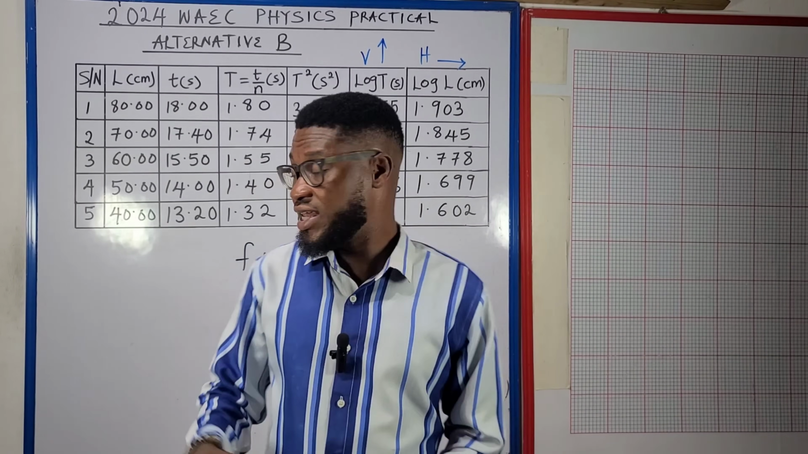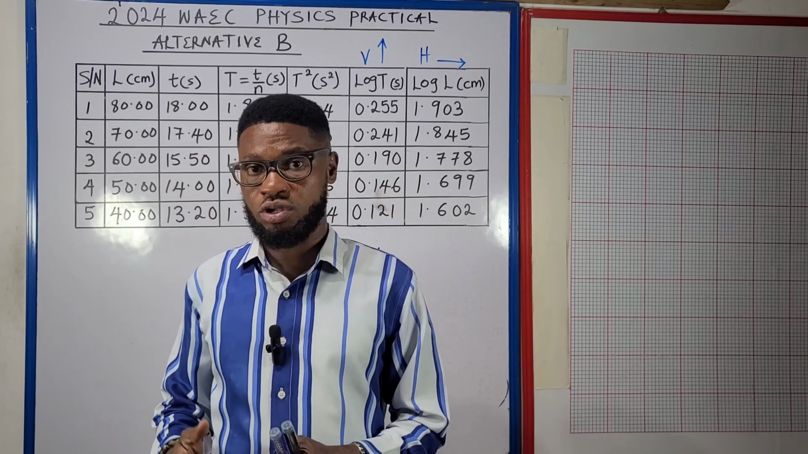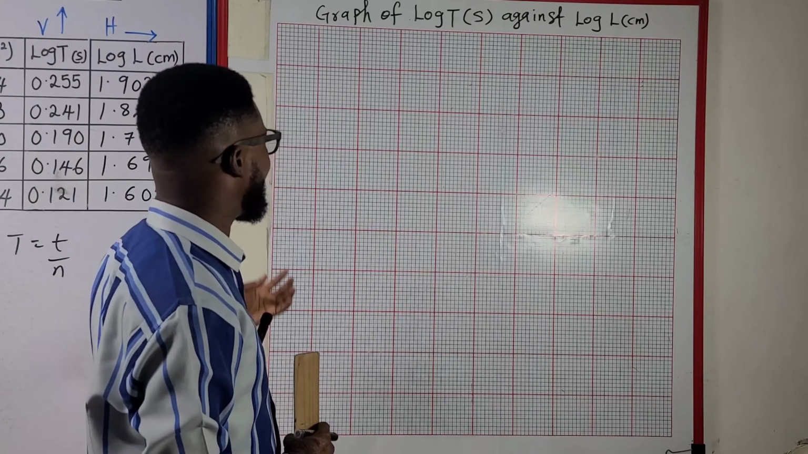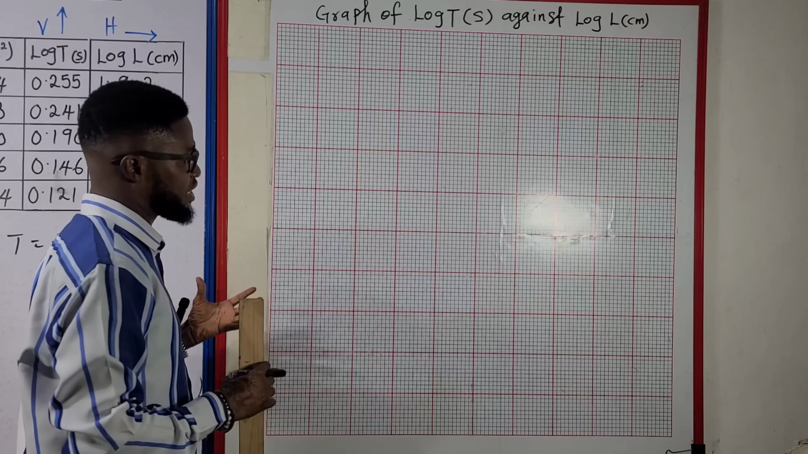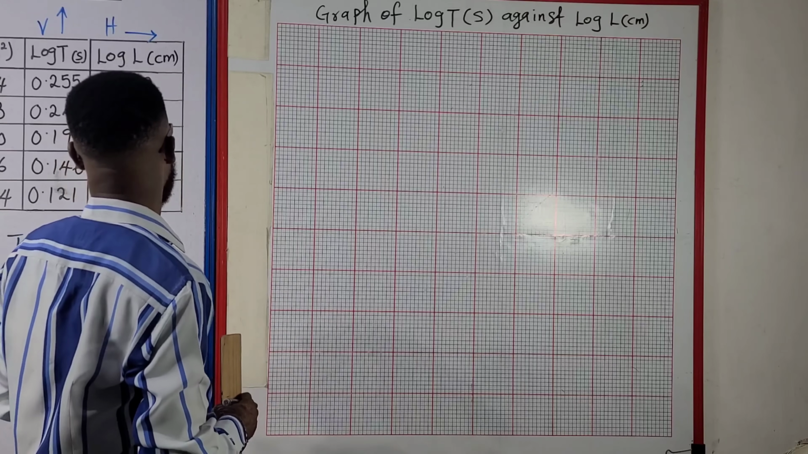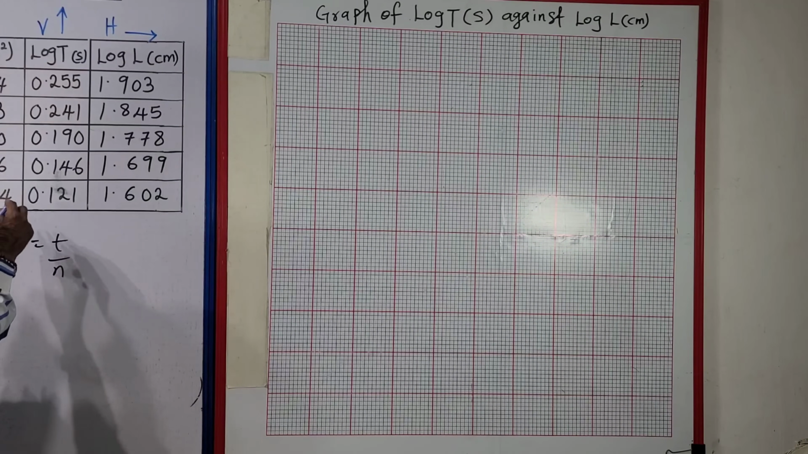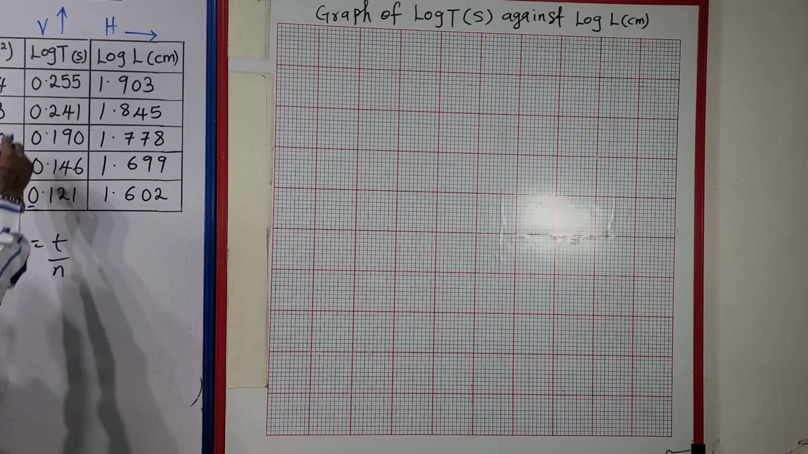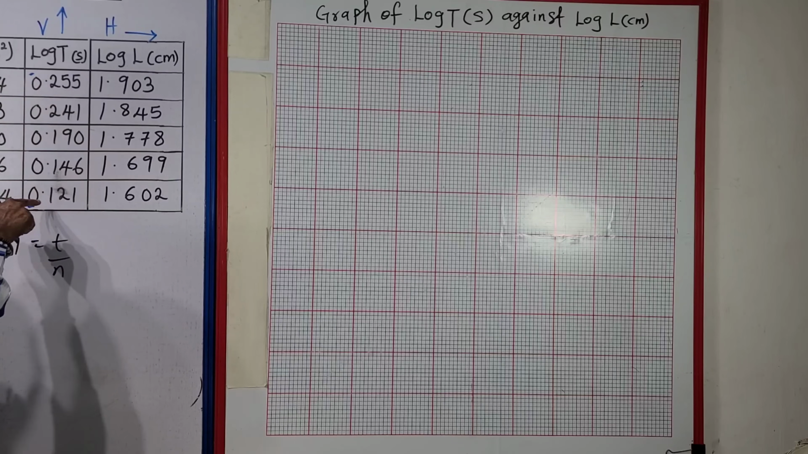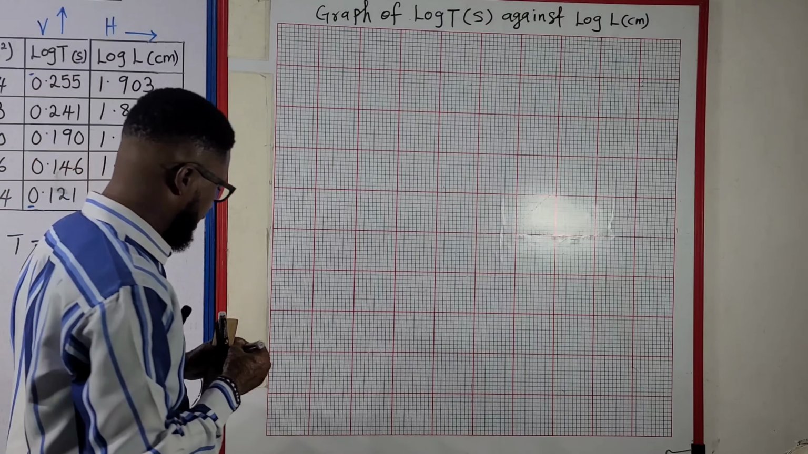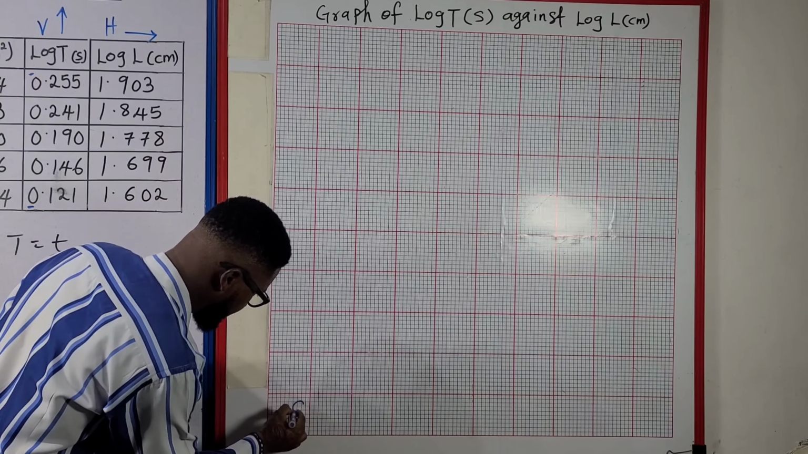So the next thing, having prepared the table, is to focus on our graph. Remember the rule: your graph should cover at least about 70 to 75% of the graph paper. In doing that, we have to look at the lowest value and the highest value of log T. The lowest is this and the highest is this, so you're looking at 0.1 to 0.25.